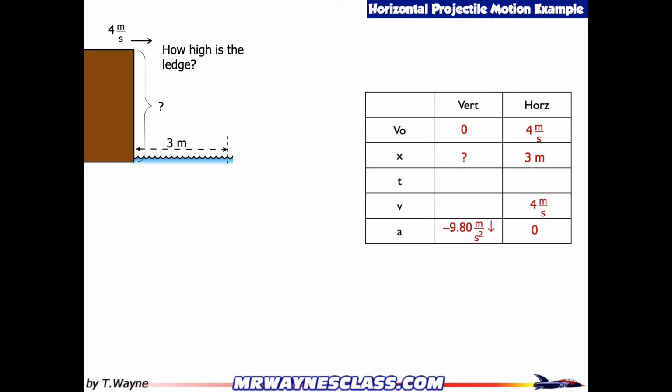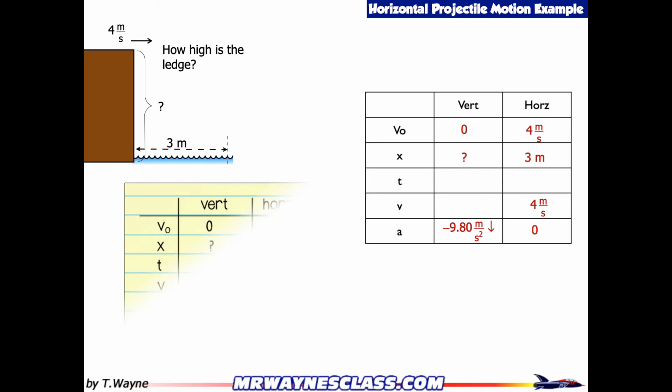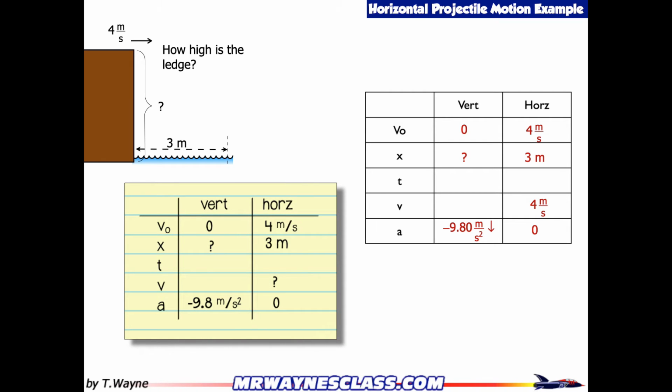In reality, the table that I draw on my paper doesn't look so neat. It looks more like this. This is what my table looks like on my notebook paper: kind of simple, straightforward, and quick. That's what I want. All right, so what's my strategy for this problem?